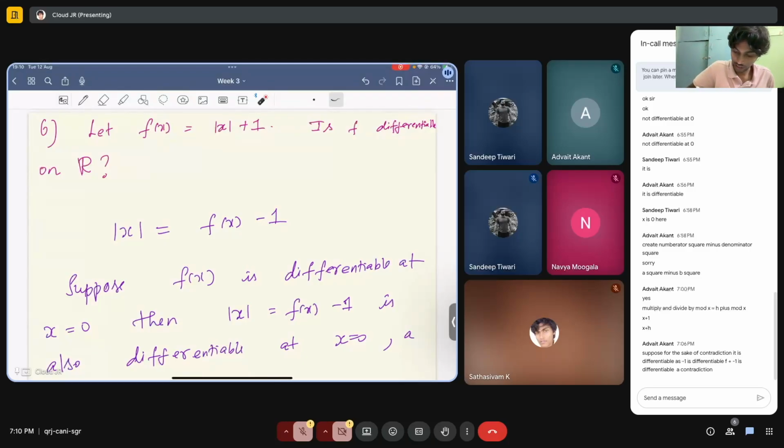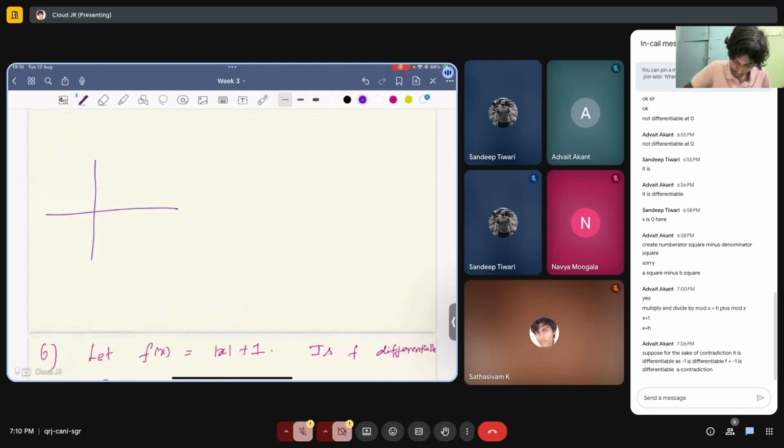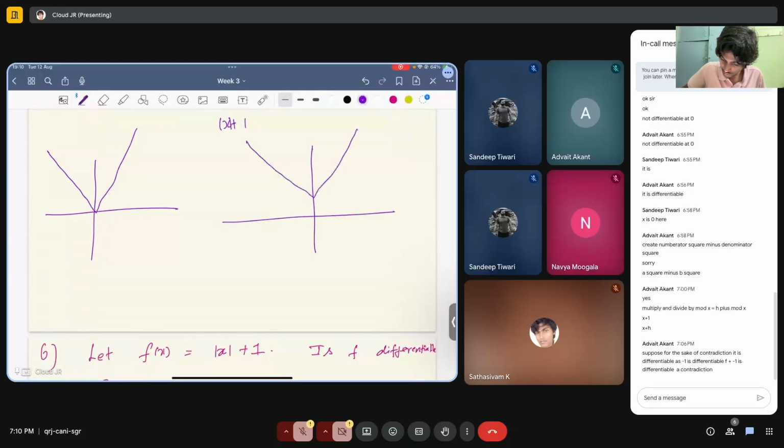So let's draw the graph and see. If you want a quick explanation, I will draw the graph. So this is the graph of mod x. It doesn't have to be 0 to be not differentiable. If you look at mod x plus 1, you're basically translating it above. So the graph looks something like that, and this point is 1. Here you can see there is a sharp V-shaped edge, right? So whenever you have a sharp edge, your function is not differentiable.